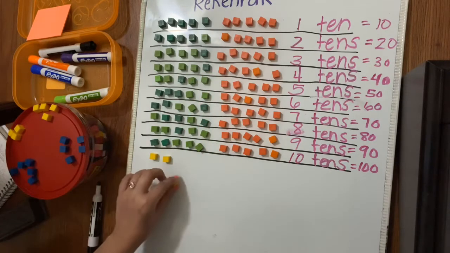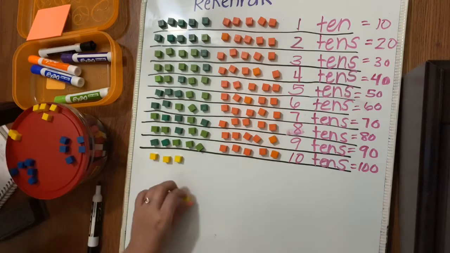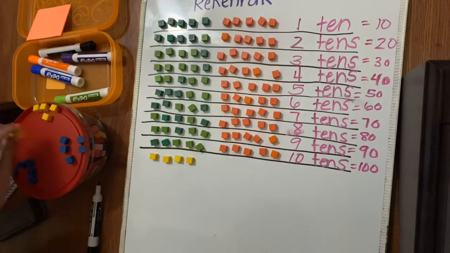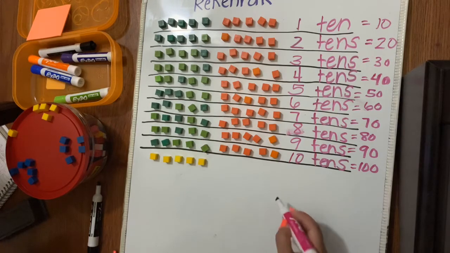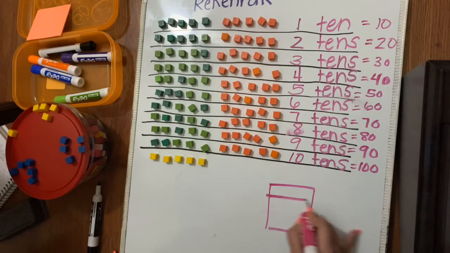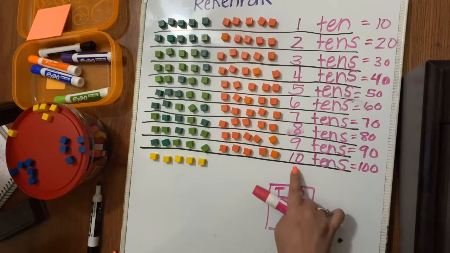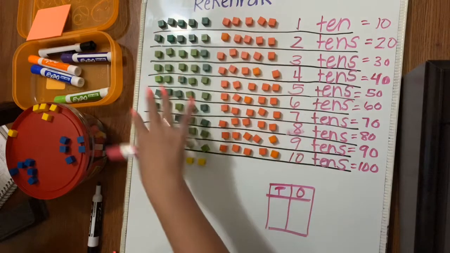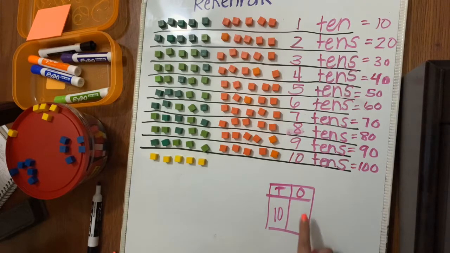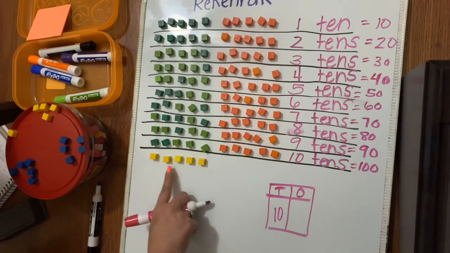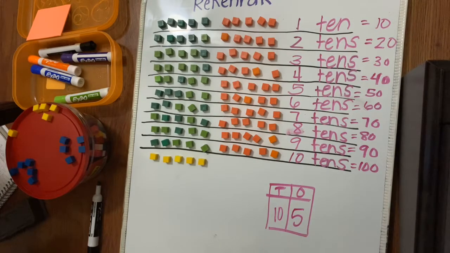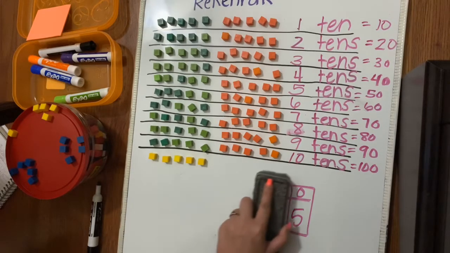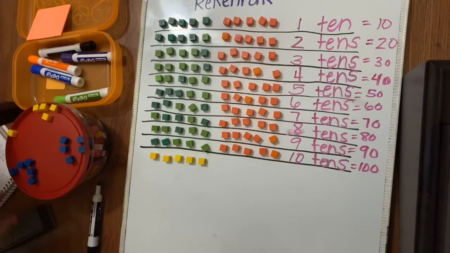So let's see. All right, so now what do I have? I have 10 groups of 10 still, because I have all of this. I still have 10 groups of 10s, but how many ones do I have? 1, 2, 3, 4, 5. So now I have 105. Can I make a bundle yet? No, I can't. So now I have 105. So let's keep going.